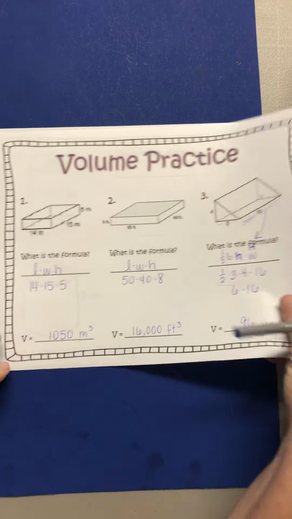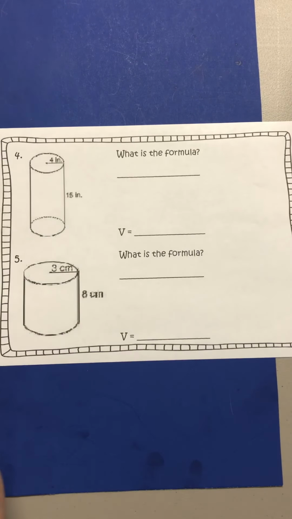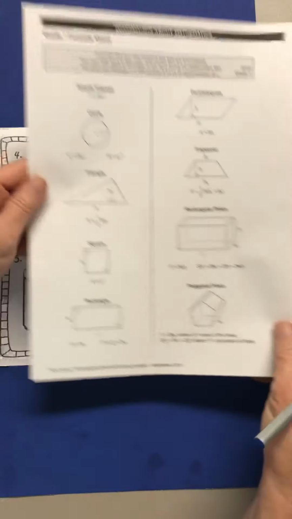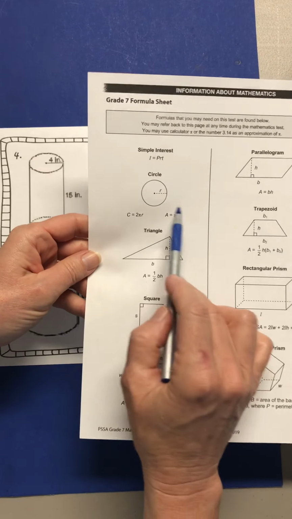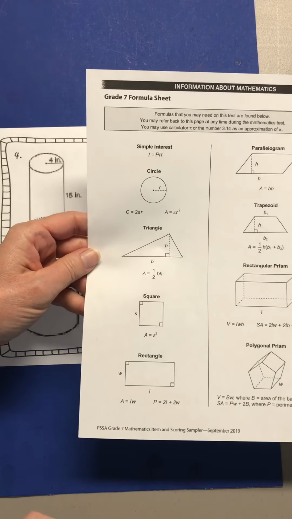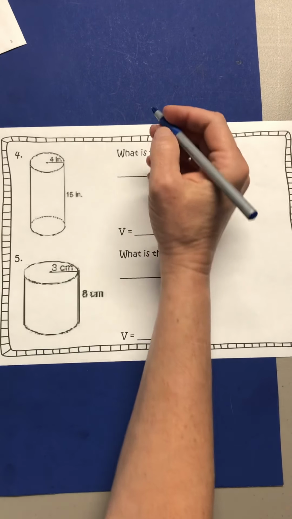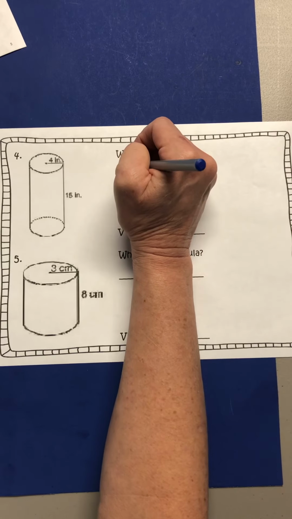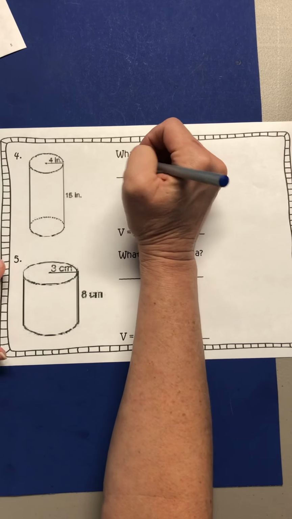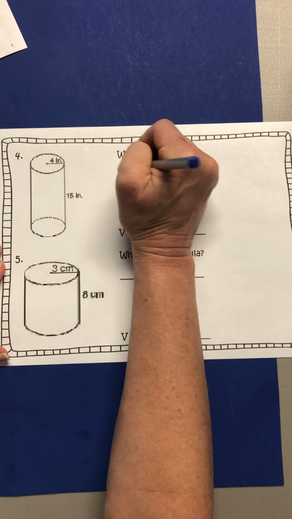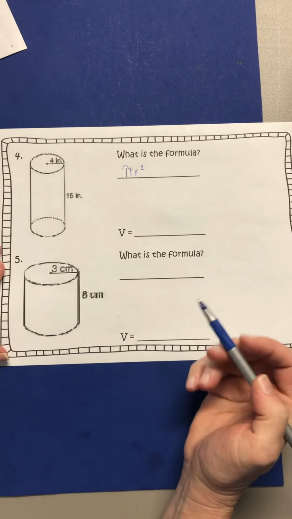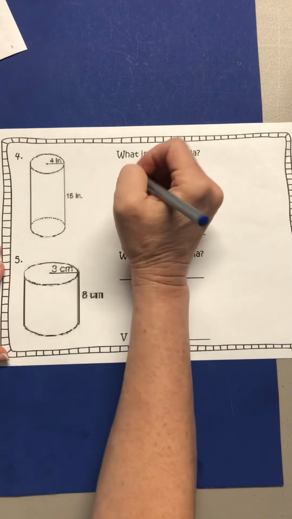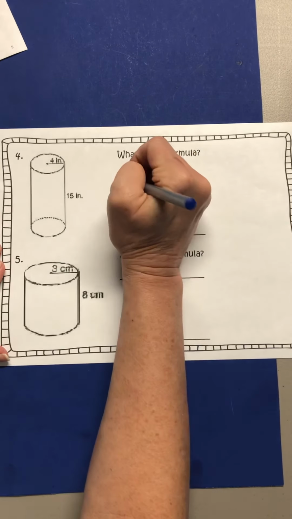Then we're going to move on to some cylinders. For our formula for that, we need the area of our circle, which is pi r squared. I'm sorry, my dog is trying to come up here and help learn volume problems with you. So my formula is pi r squared, and then I'm going to be multiplying that by the height. For these, I'm going to fill in 3.14.